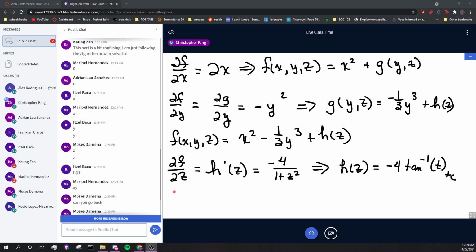So that tells me that my potential function is going to be x squared minus 1/3 y cubed minus 4 tangent inverse of, not t, but z, excuse me, plus c. Any questions?